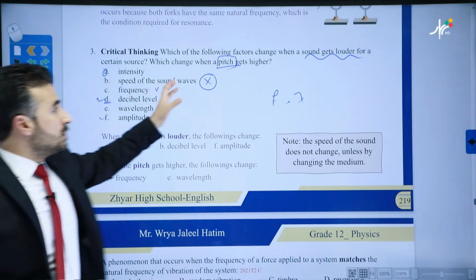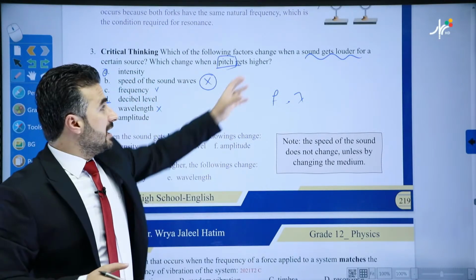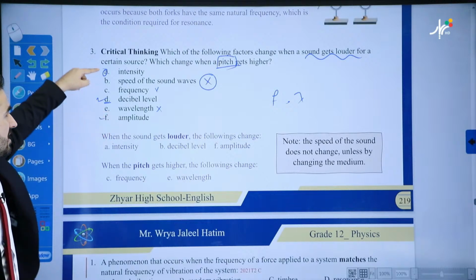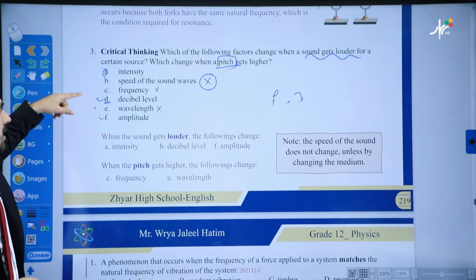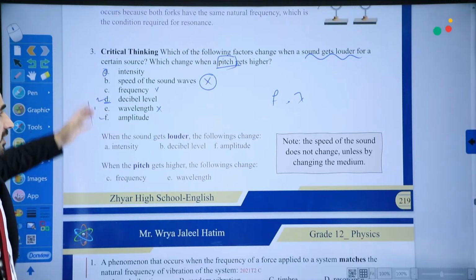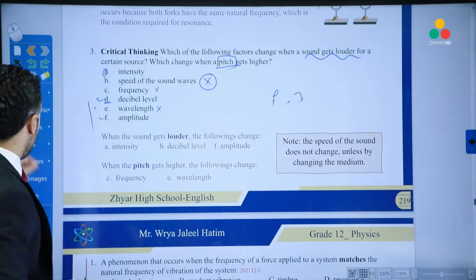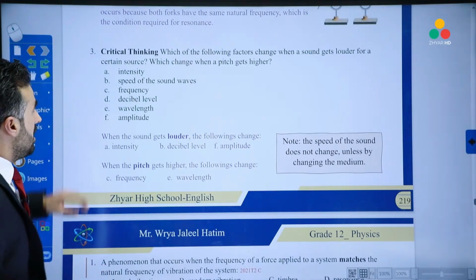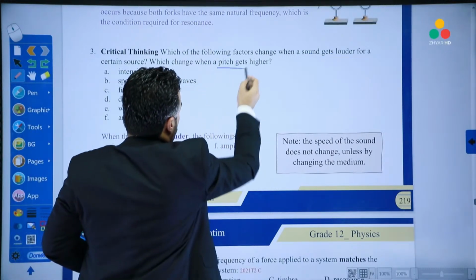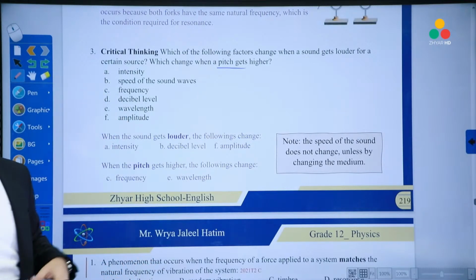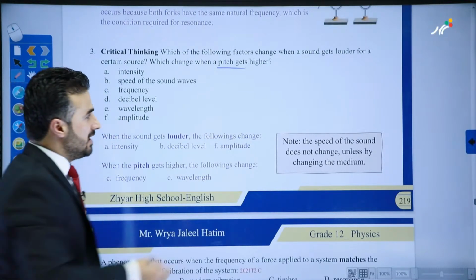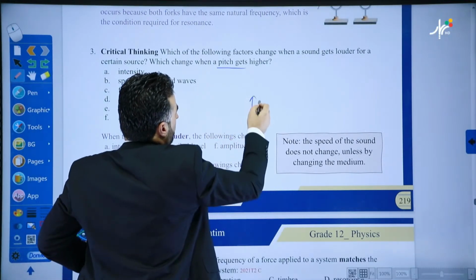So which of these factors change when a sound gets louder? The factors that change are the intensity, the decibel level, and the amplitude as well. These three factors will change. Now, what about the second part of the question, which asks what changes when the pitch gets higher? Remember, we said pitch is related to what? Frequency. So higher pitch means higher frequency, yeah?